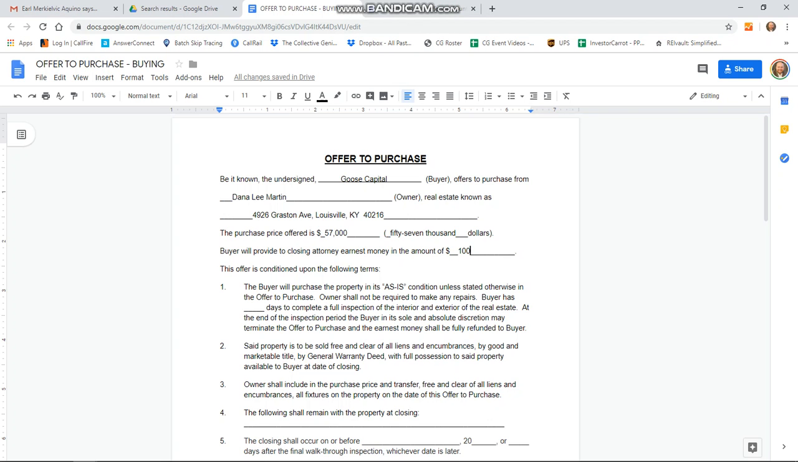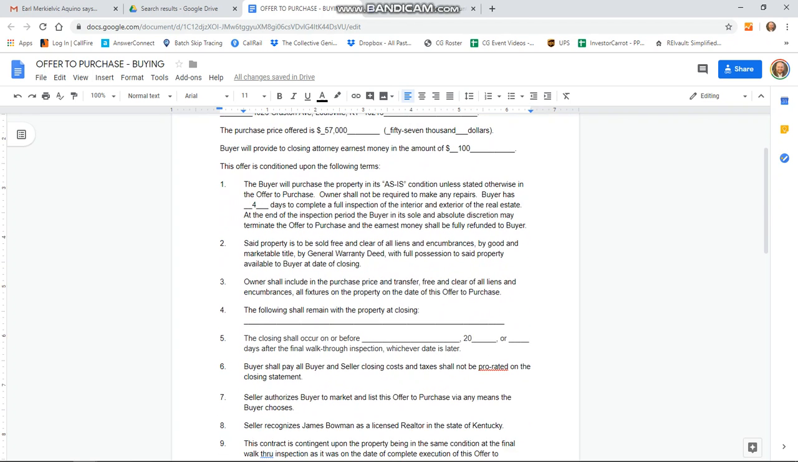Next, we're buying the property in as-is condition. We're not going to make any repairs, but usually we have a few days to just check out the property and make sure it's good. I put 4 days in there on the contract the other day. This is going to be sold free of any problems. The title will be clean.